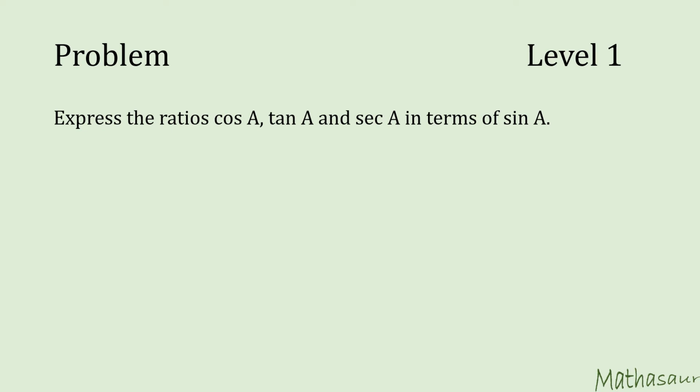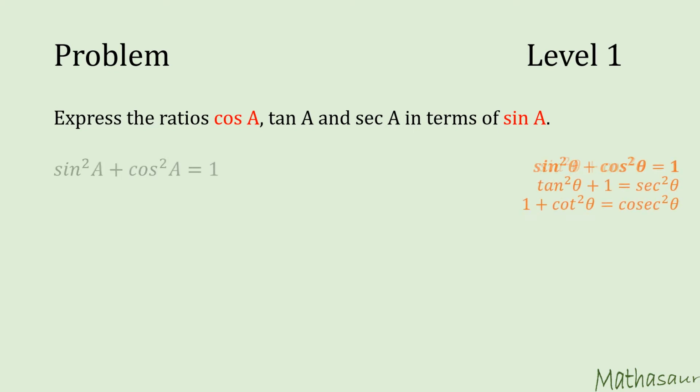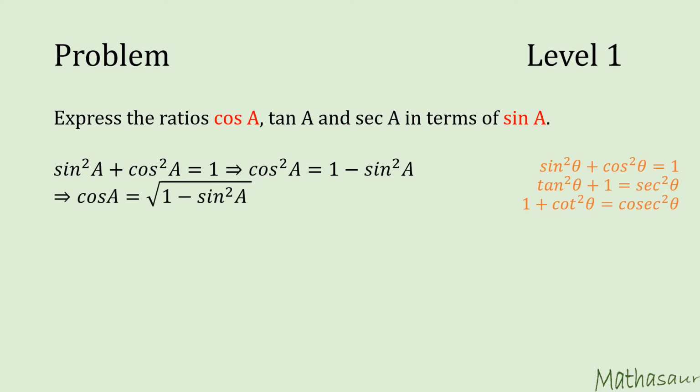Express the ratios cos A, tan A and sec A in terms of sin A. Let us consider cos A first. Now we have to express it in terms of sin A. We know one identity that has sin A and cos A both. So let us write sin square A plus cos square A equals 1, which is the first trigonometric identity that we learned. Let us rearrange the terms and take square root on both sides. We get cos A equals square root of 1 minus sin square A.